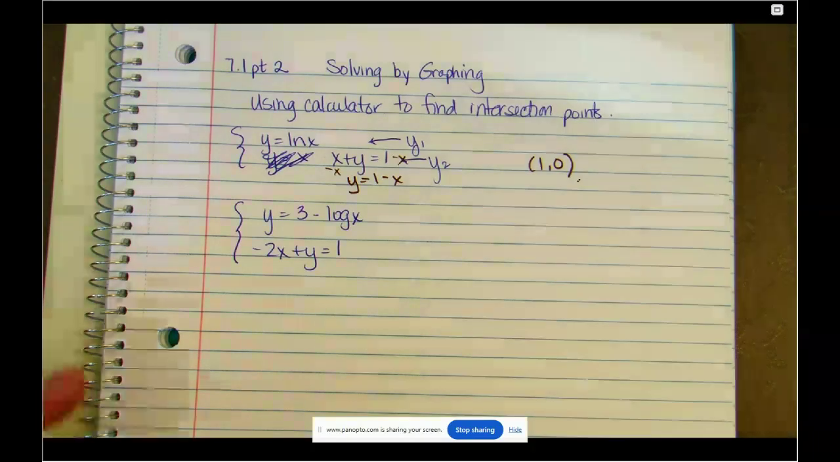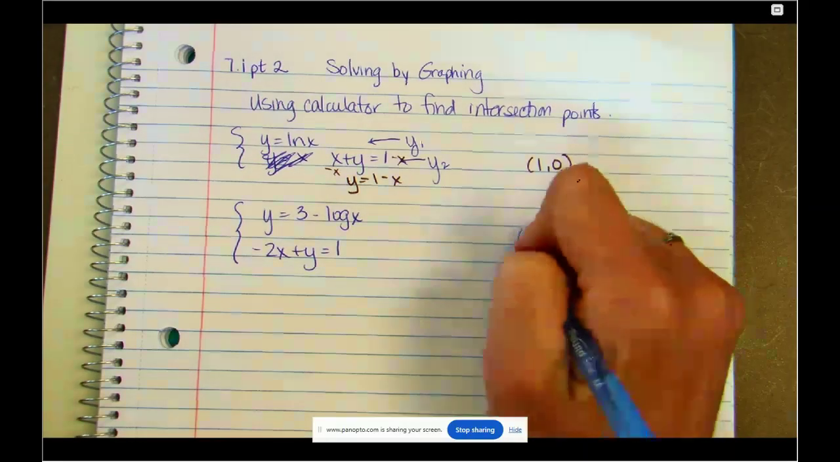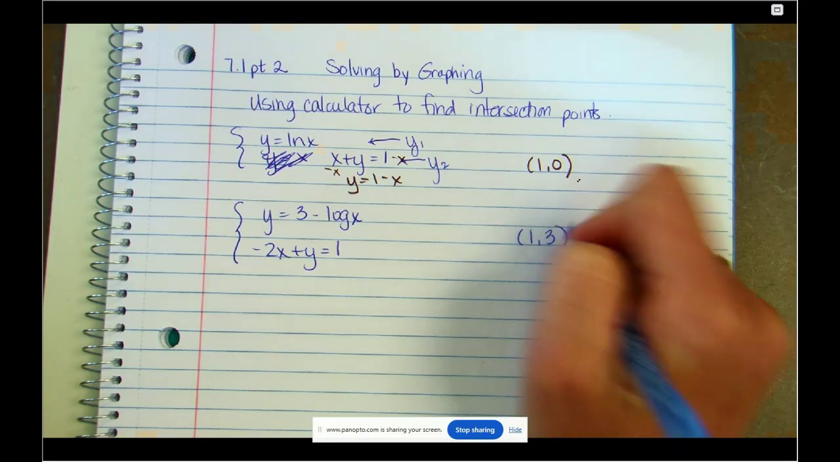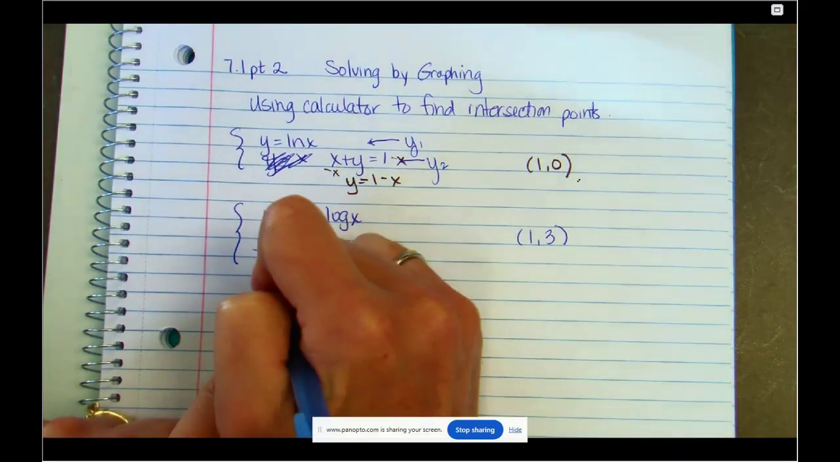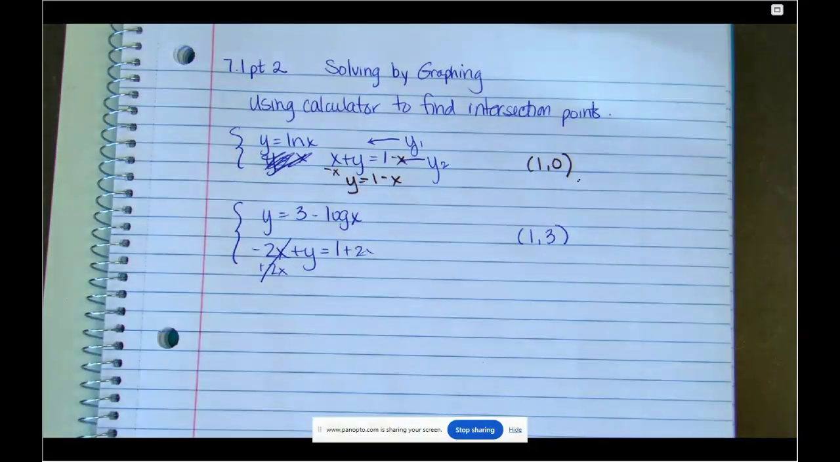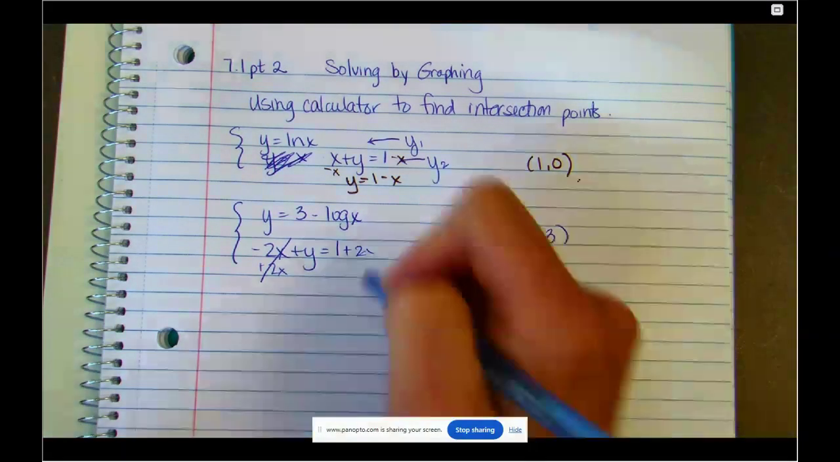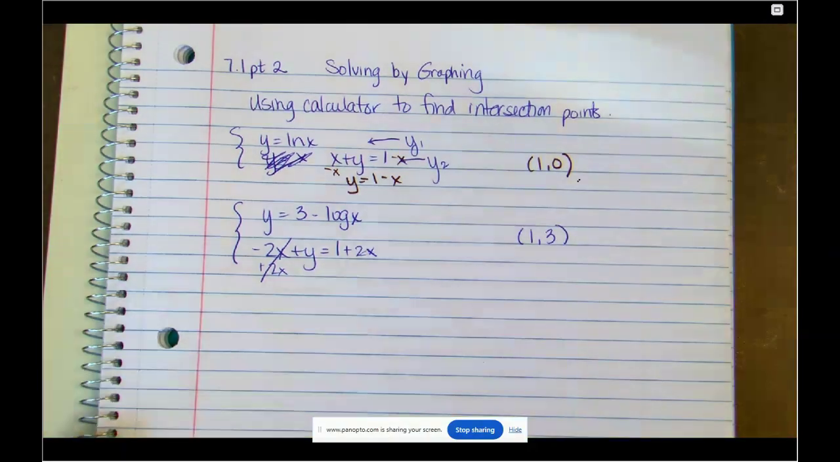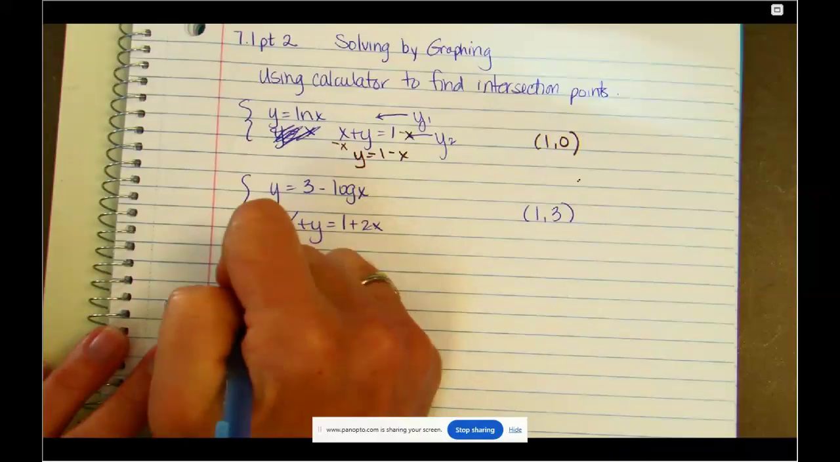Okay, so she actually got nice numbers on this one too. What do you get? 1, 3. Okay, this guy does have to be added to the other side. So you are graphing y equals 1 plus 2x and 3 minus log x. Okay, now we're going to get a little bit more complicated here.